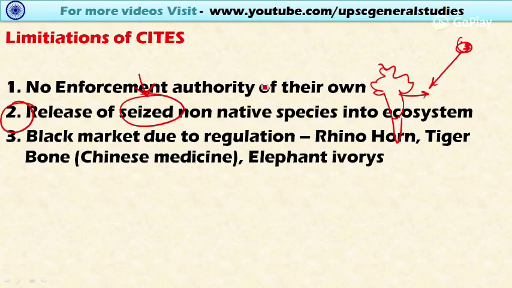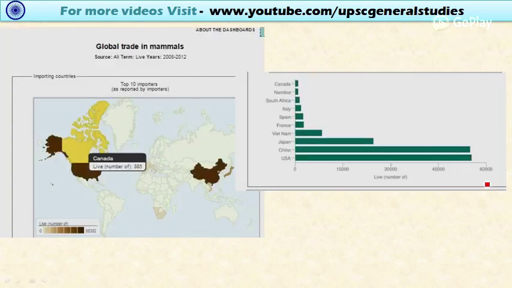This is not good according to present practices. And the third one is that over-restriction in international trade is fueling black marketing in the trade of plants and animals. This includes black marketing in rhino horn, tiger bone, which is used for making traditional medicines in China, and elephant ivory for making beautiful dolls and various figures. These are all the limitations of CITES.